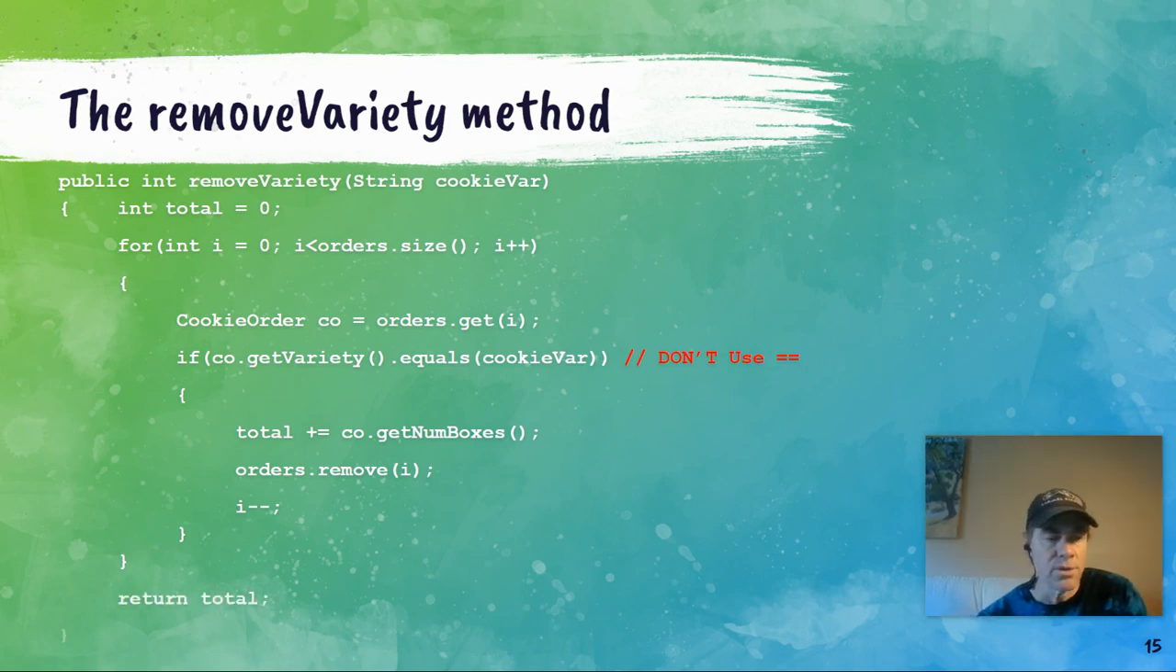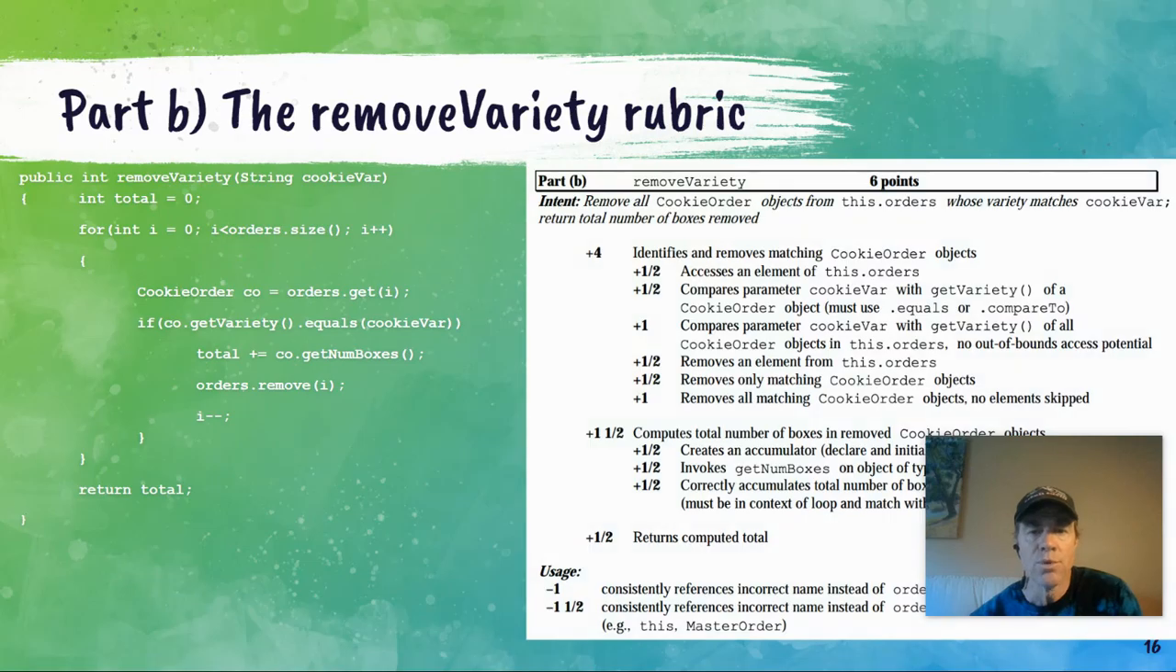Here is the rubric, 6 points for this. So do I match and remove all of them? So 4 points, and you can kind of go through, do I access an element? Do I access them all? Do I call the get variety? I do. So I get a half point for that. Do I compare the parameter with a variety? Yep, I do that. Do I remove it from orders? I do. There it is. And only removes only matching orders. Yeah, I'm pretty sure I'm doing that.